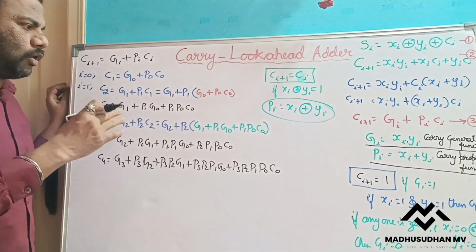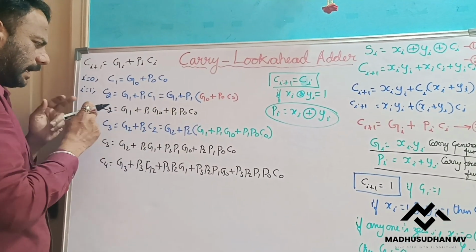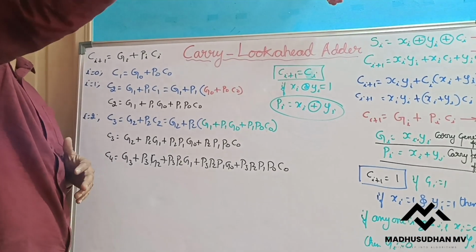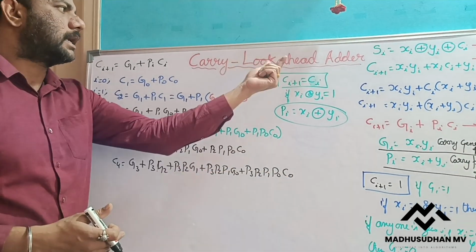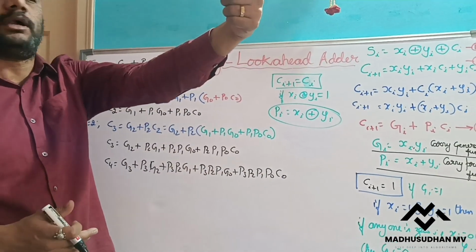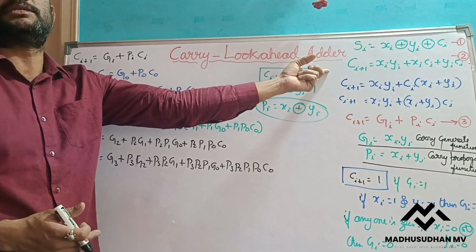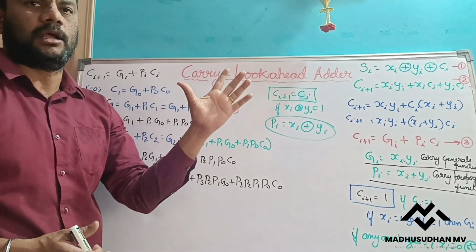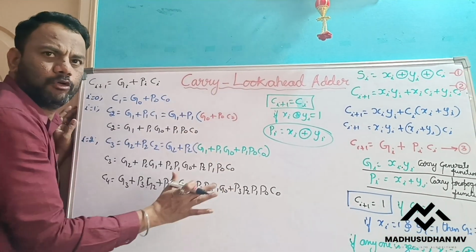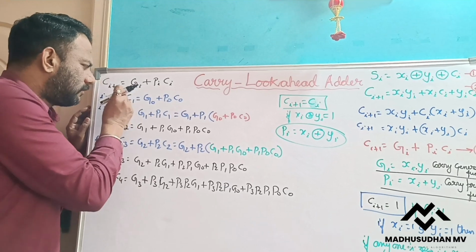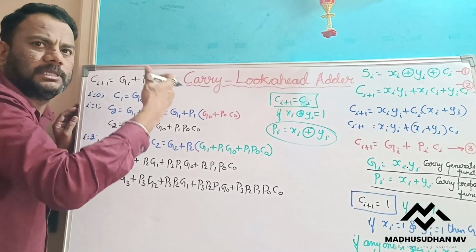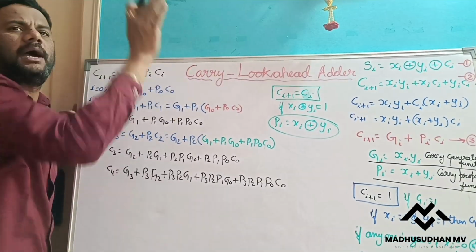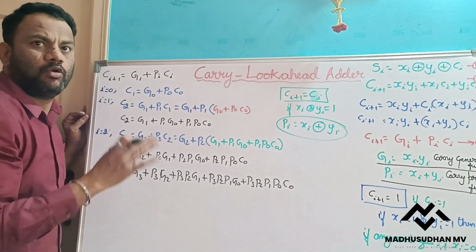That means, depending on the carry, I can generate C1, C2, C3, C4, C5, any stage ahead, as soon as I know C0. That means I can look ahead, look forward the carry in order to add all the stages of the bits of the two numbers. That's why the name carry look-ahead adder. From this mathematical proof we came to know that any stage carry we can generate without depending upon the previous. If we know only the initial carry, we can start adding all the stages in parallel with this concept. Hope you understood.